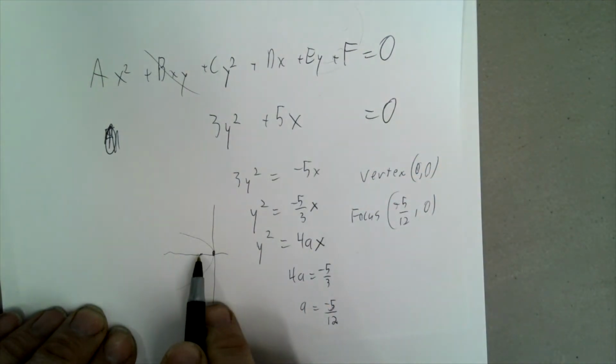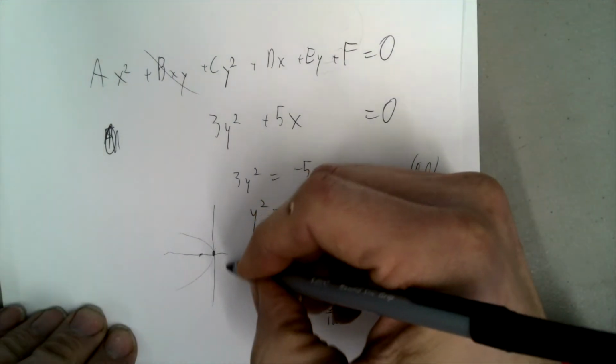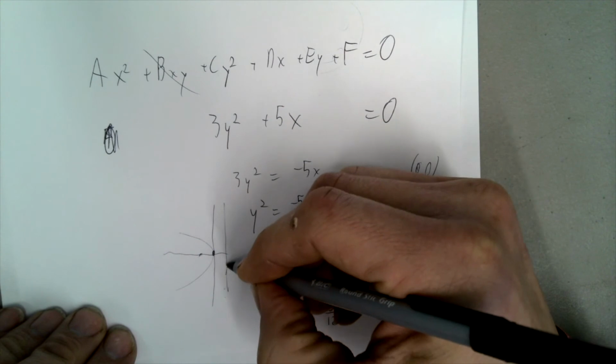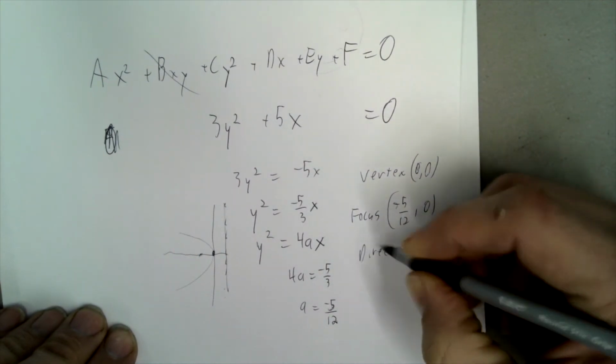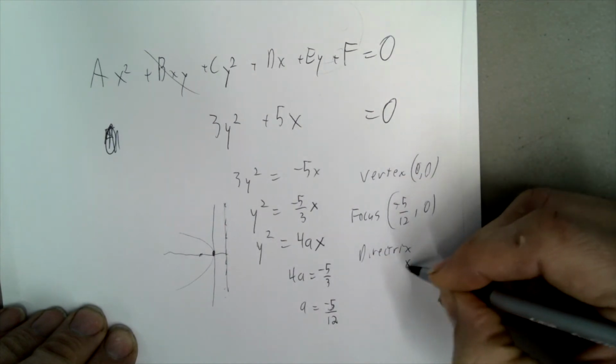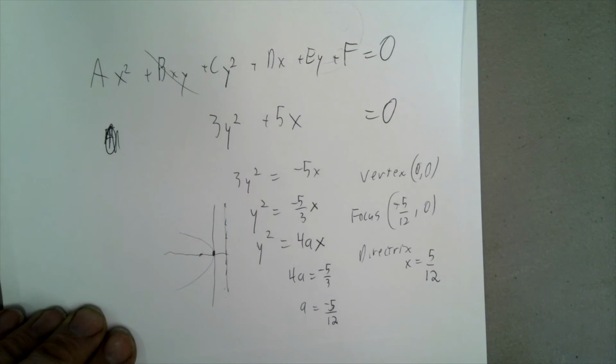So that's where you'd want to put your receiver if you're doing some kind of reflective satellite dish or something. The directrix is on the other side, which is not as useful in applications, but that's all that's out there. It's in the +5/12 direction, x equals +5/12. So we can write down that information coming right off from the equation.